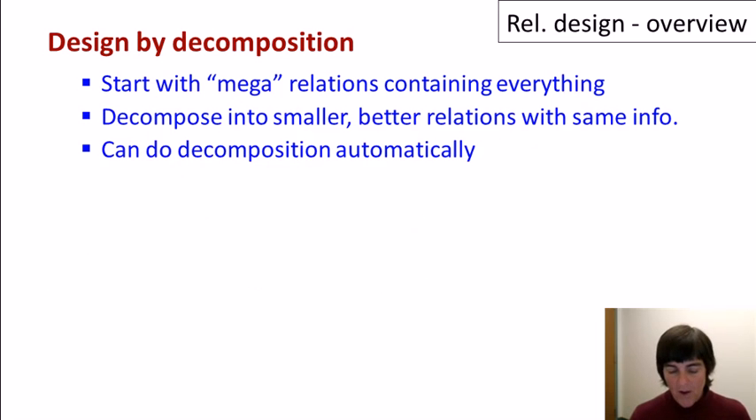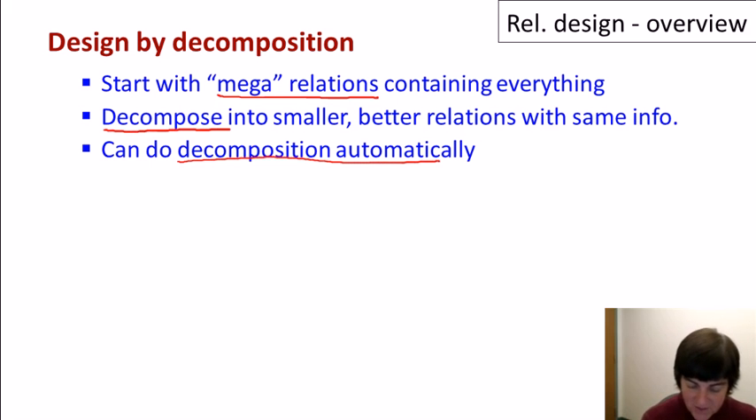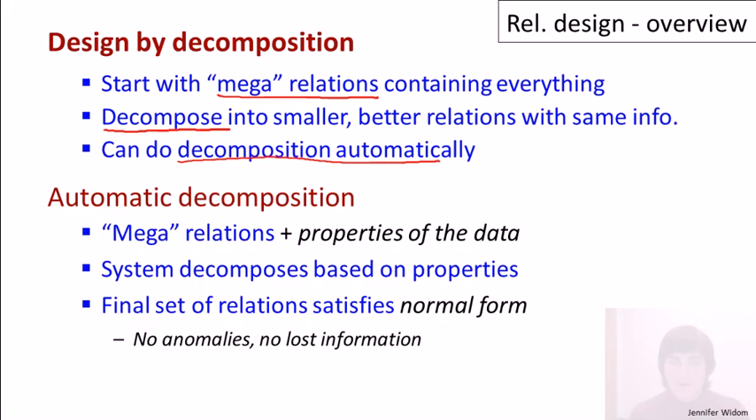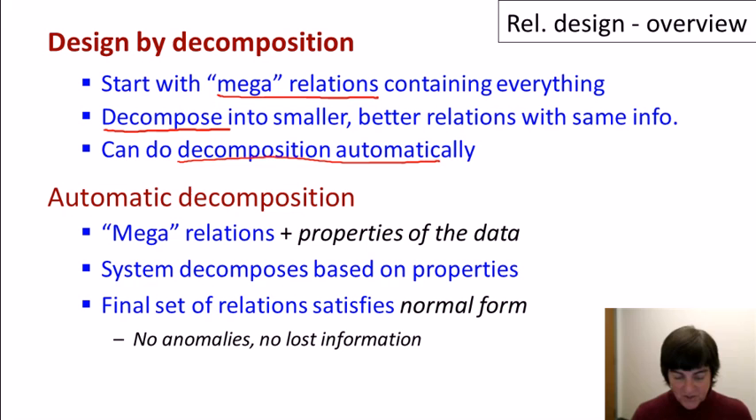So the basic idea of what we're going to do is design by decomposition. Specifically, we're going to do what we did at the very beginning of this example, which is start by creating mega relations that just contain attributes for everything that we want to represent in our database. Then we're going to decompose those mega relations into smaller ones that are better but still capture the same information. And most importantly, we can do this decomposition automatically. So how does automatic decomposition work?